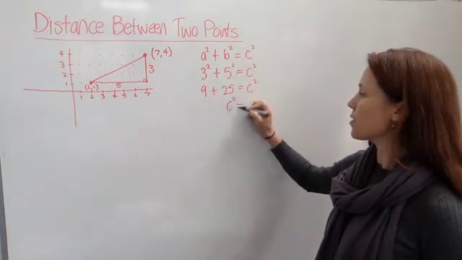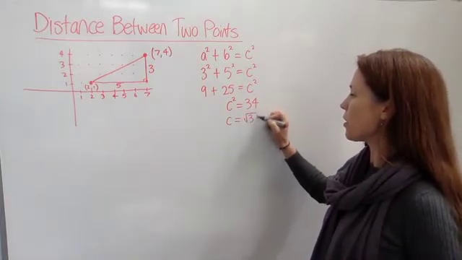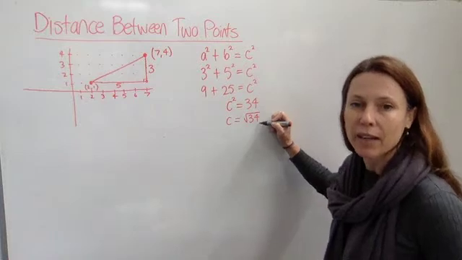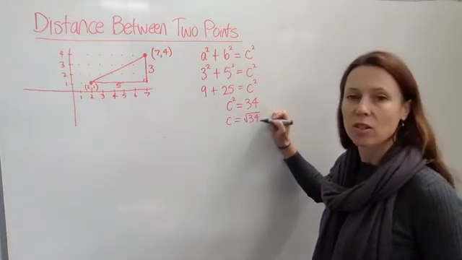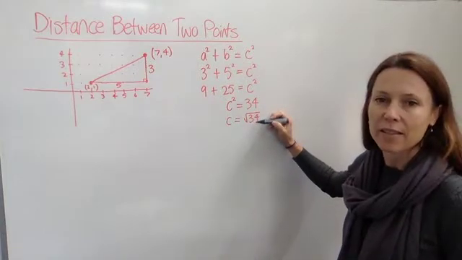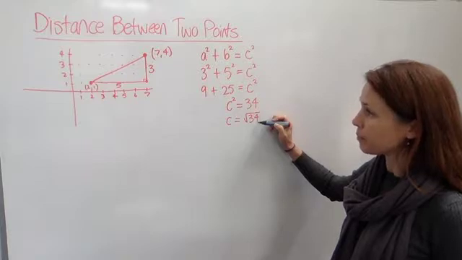So if I know that c squared is 34, then c must be the square root of 34, which I can put in my calculator and find, or leave my answer as a surd, whatever they've asked in the question. I know that this is a little bit less than 6 because the square root of 36 would be 6, and this is just a little bit smaller than that.